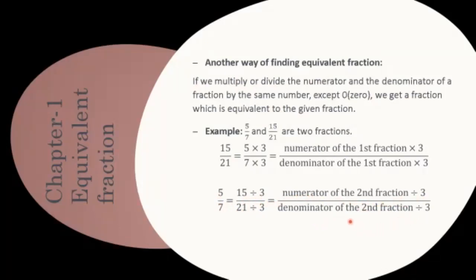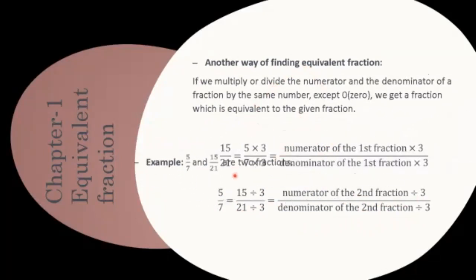Now, my dear students, you can see this is another way of finding equivalent fractions. And if we multiply or divide the numerator and the denominator of a fraction by the same number except 0, we get a fraction which is equivalent to the given fraction.